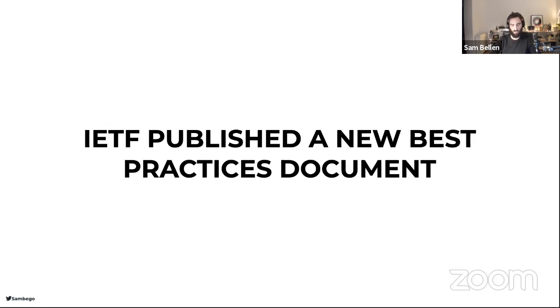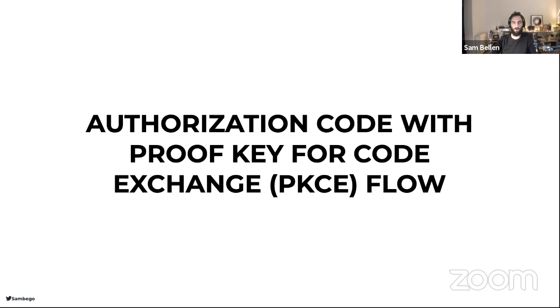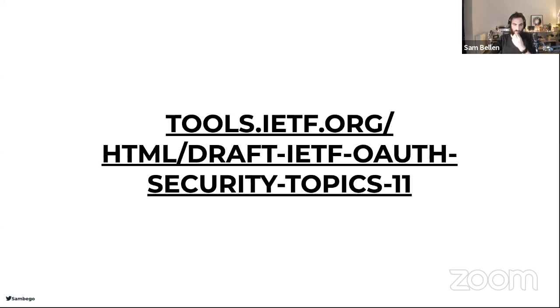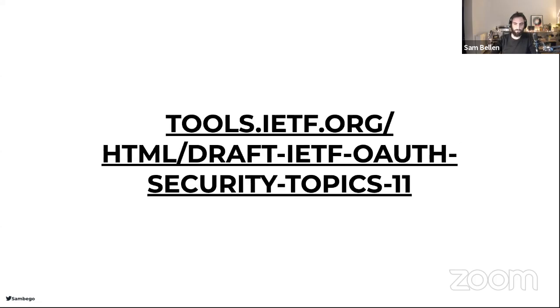stating that you should try to avoid the implicit flow and go to a new flow called the authorization code with proof key for code exchange. PKCE, very short, is a flow which is a bit more complicated, but solves most or all of these issues that the implicit flow has. If you want to read more about why the IETF advises to use a PKCE flow, you can find it in this URL or at this blog post that we wrote, which explains what's wrong with the implicit flow in a very readable way.